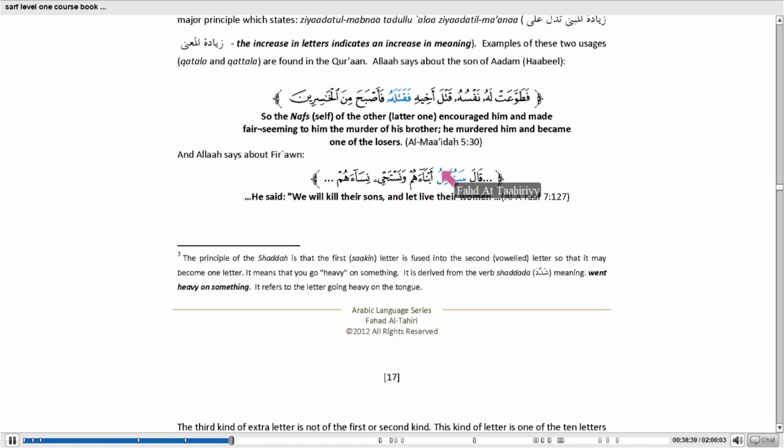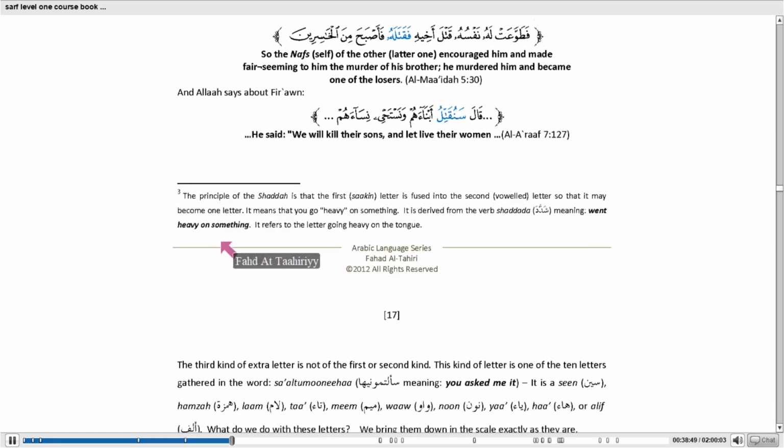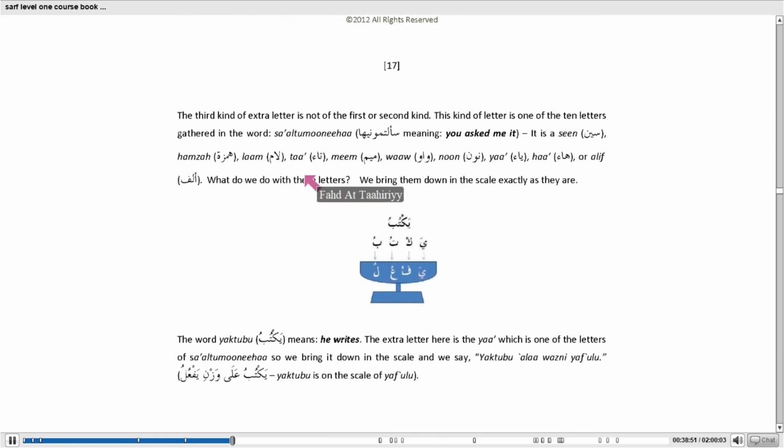So نُقَتِّلُ is the mudari' of قَتَّلَ. Okay? Here it explains the principle of the shadda, which we have just explained in the footnote. Alright? Now, is the second kind of extra letter understood? Okay, good. Now we come here to the third kind of extra letters, which is the most important, inshallah.